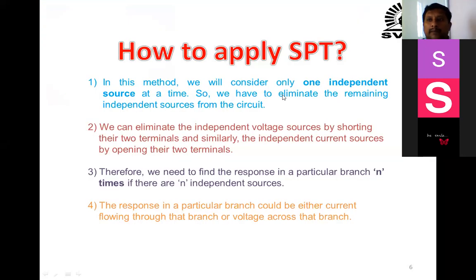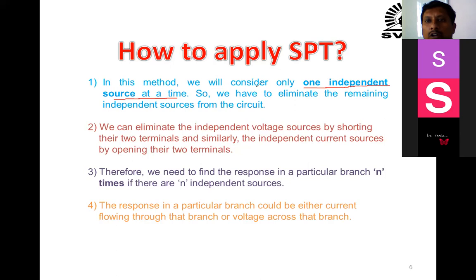Now next, how to apply, and the procedure to apply. That is combinedly we can discuss now. So how to apply: first point is in this superposition theorem method, we will consider only one independent source at a time. First, we have to observe the circuit, what we have to calculate, and how many independent sources are there, that we have to count. Minimum 2 should be there. Suppose n number of independent sources are there, then n number of times we have to repeat this step.